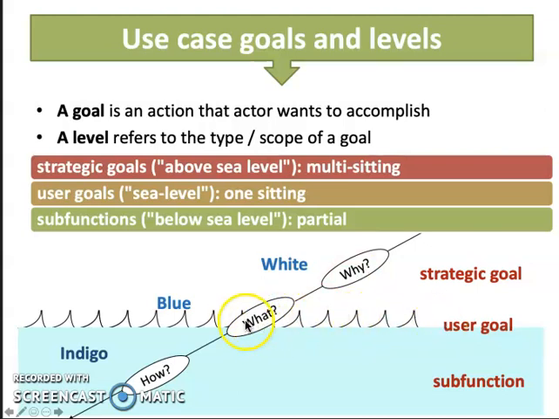And then the user goal relates to the what are we referring to now in substantial terms, and it's usually referred to as the blue goal in terms of color. Use cases at this level use a person at a screen, for example, in terms of a little icon. And then the white goal uses a cloud in terms of an icon. And then when we look at the sub-function goals, this is below sea level, or the partial goal. It's an indigo and it relates to the how, right?